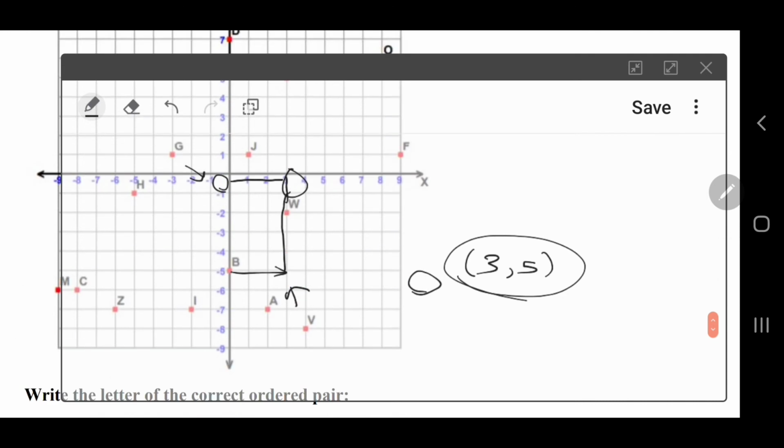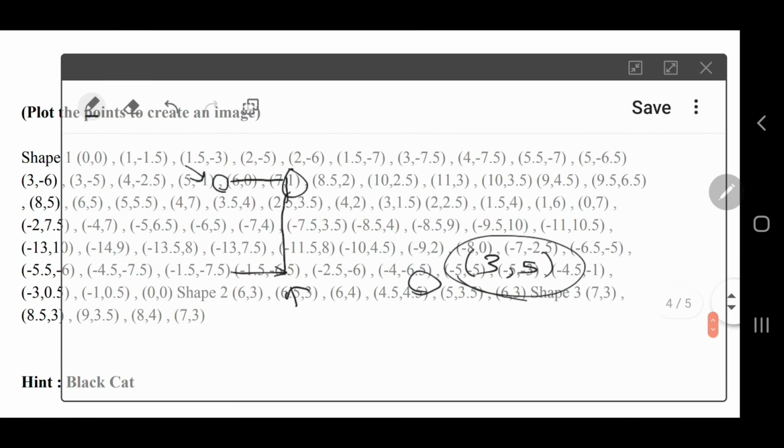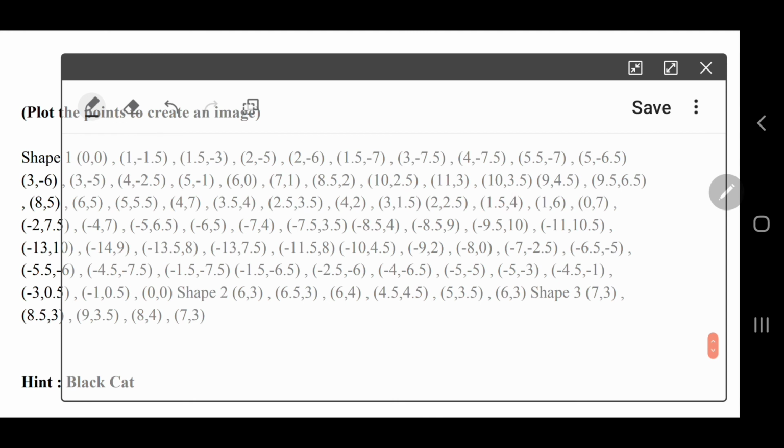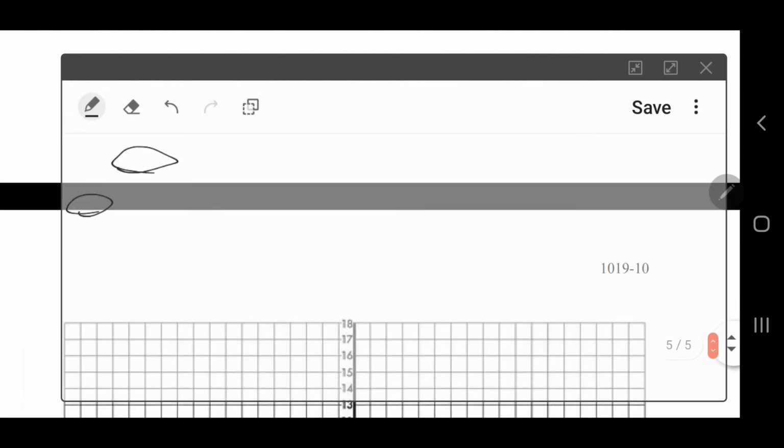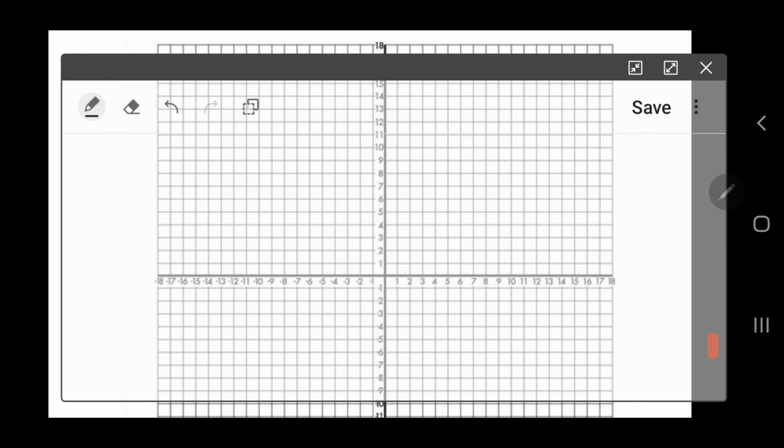Okay, moving on to the next section, we have plotting points for an image. So similar to the previous section, all you want to do is graph these points and you want to connect them. So I'll try a few examples. So let's do this one, 6 comma 5 and 1 comma negative 1.5. All right. So 6 comma 5 and 1 comma negative 1.5.